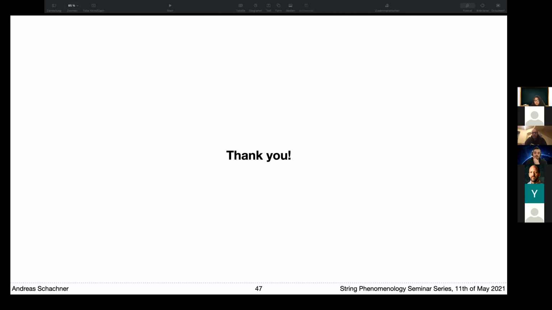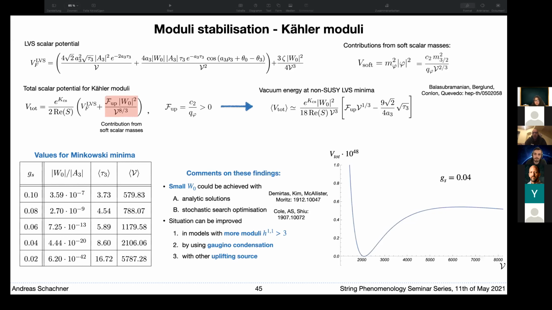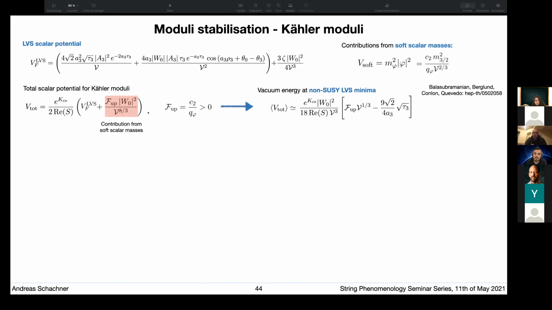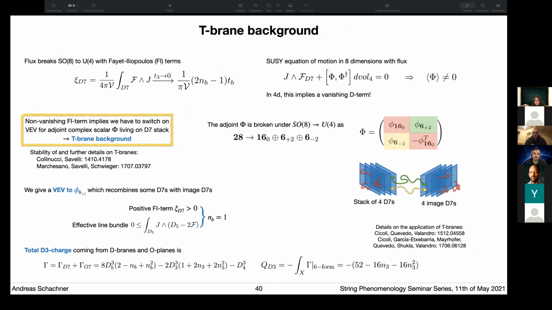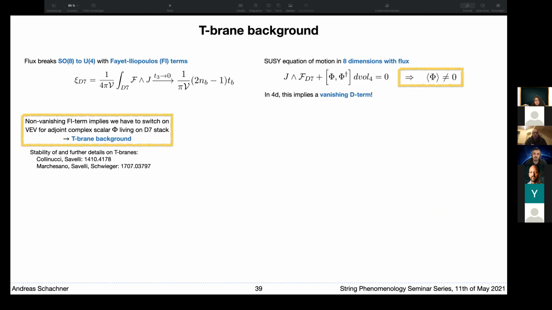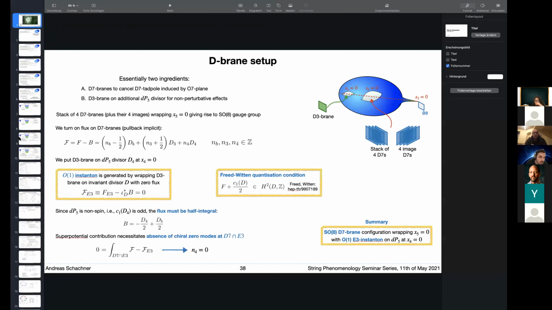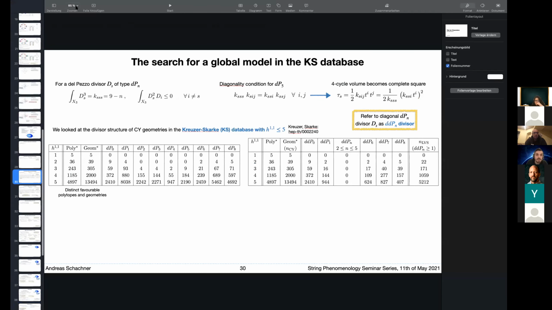Let me ask the first question. So you had this diagonality condition on the del Pezzo. Can you remind me why that was necessary? Let me jump to here. So you mean this condition over here, right? Yeah, exactly. Why did you need that condition?